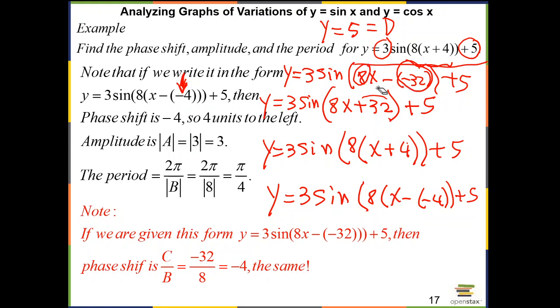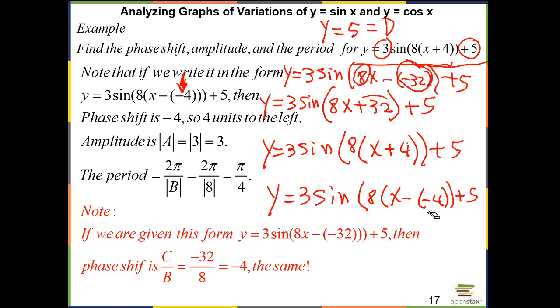Only in this form, negative 32 is C and 8 is B directly. In any other form, you have to figure out what C is. C is not 32 positive. C is not positive 4. C is not negative 4, right?